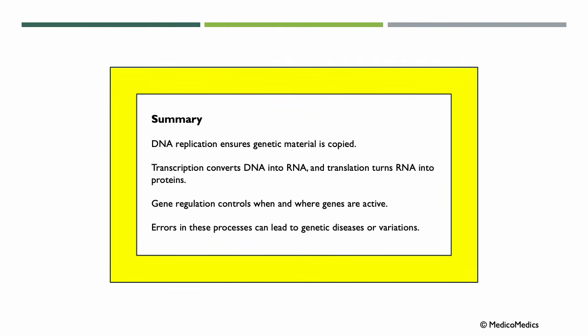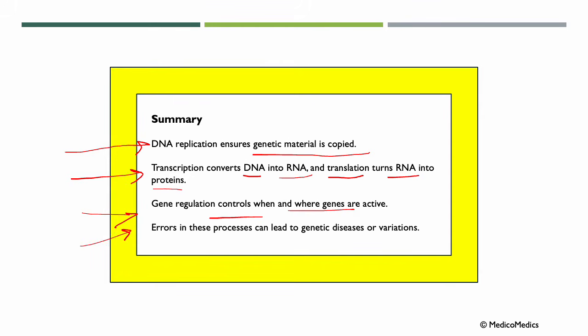So in summary then, DNA replication ensures genetic material is copied. Transcription converts DNA to RNA, and translation turns RNA into proteins. Gene regulation controls when and where genes are active. Errors in these processes can lead to genetic disease or variations.